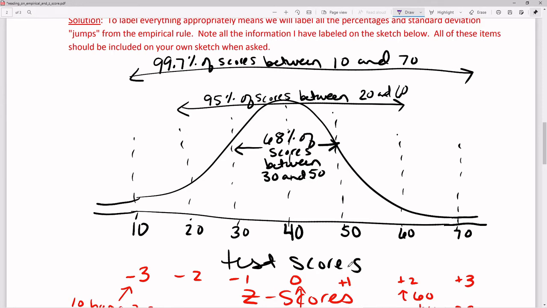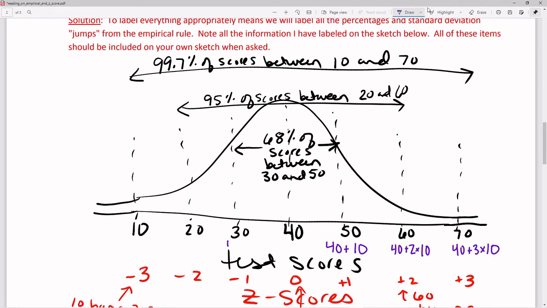Now, next up, 1 standard deviation up. How did I get this? I took the middle and I added in 1 standard deviation. Remember, standard deviation was 10. How did I do the next one? I took the middle and I added 2 standard deviations. I go to the middle, add 3 standard deviations.